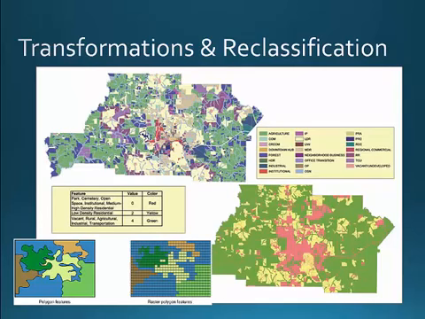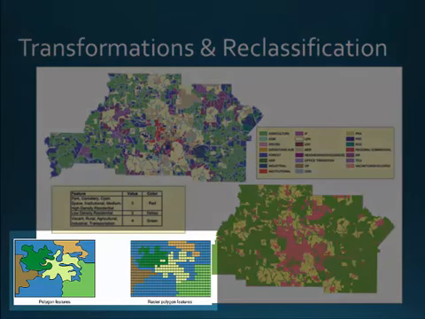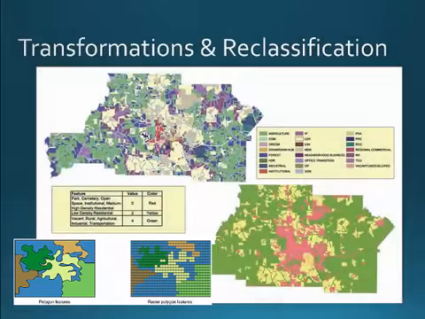We can also transform vector data by converting polygons to rasters. We'll learn more about raster later in the video, but the example shows what the result of a raster polygon looks like. Distinct lines become generalized pixels.